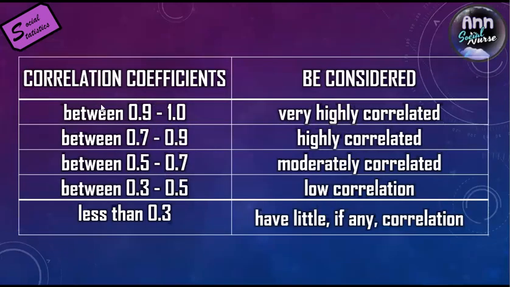So if the correlation coefficients, the results of computations, are from 0.9 to 1, that will be considered very highly correlated. 0.7 to 0.9 is highly correlated, 0.5 to 0.7 moderately correlated, 0.3 to 0.5 low correlation, and less than 0.3 has little if any correlation. So this is after you have computed everything and you have these values or results. This is how you are going to interpret.